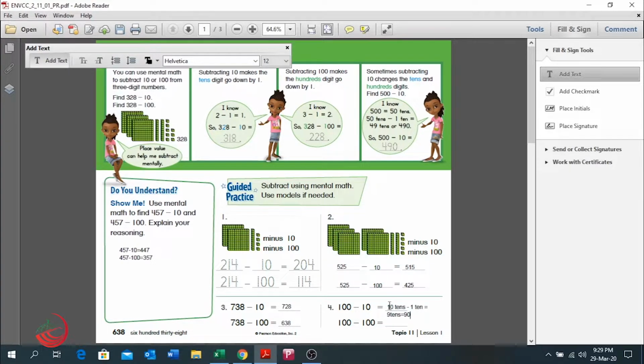The 100 means 10 tens. The 10 is 1 ten. 10 minus 1 equals 9. So we have 9 tens, which is 90, like that. 100 minus 100 equals a big fat 0. Any number minus the exact same number is 0. Moving on.